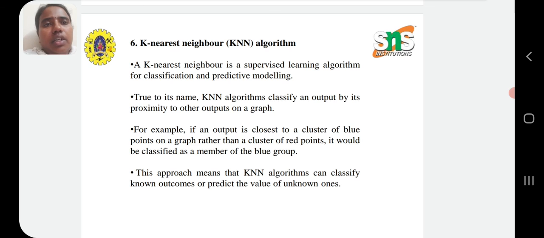This is important in manufacturing robots, in which the K nearest neighbor KNN algorithm plays an important role.